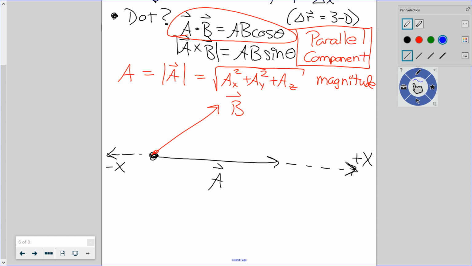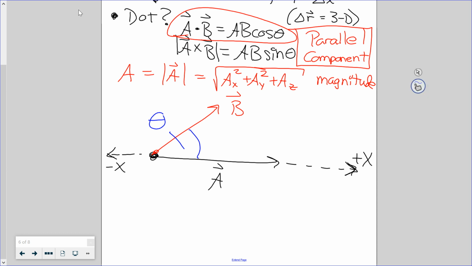Theta is the angle between the vectors, always. So they might give you some other angle, theta, this is the ramp, or this is the incline, or whatever. There are other angles in these problems. If you're doing the dot product, it's always cosine of the angle between the two vectors that you're multiplying. We'll abbreviate it: the angle between, theta.